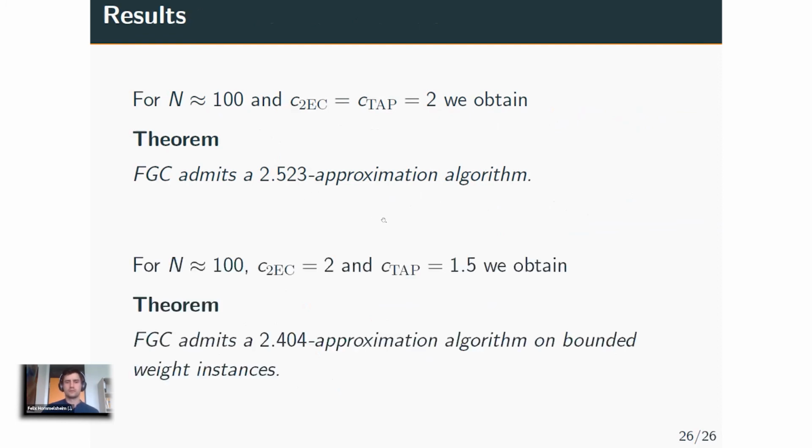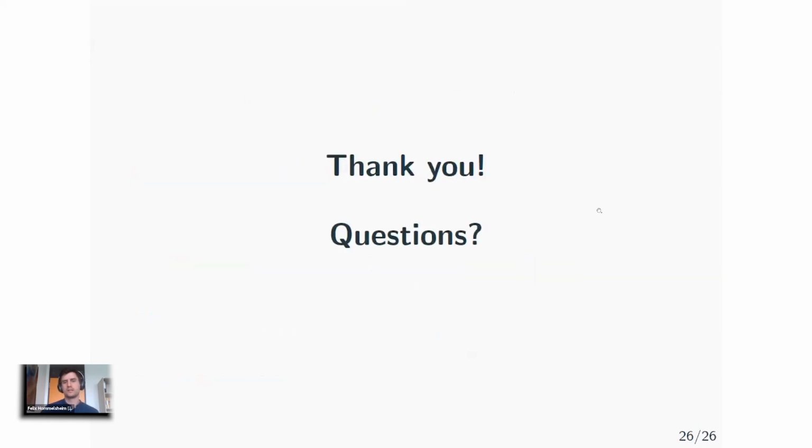And for the bounded weight instances, we have a 1.5 approximation algorithm for the tree augmentation problem. Then we have a 2.404 approximation algorithm. Okay, yeah, that's it. Thank you.